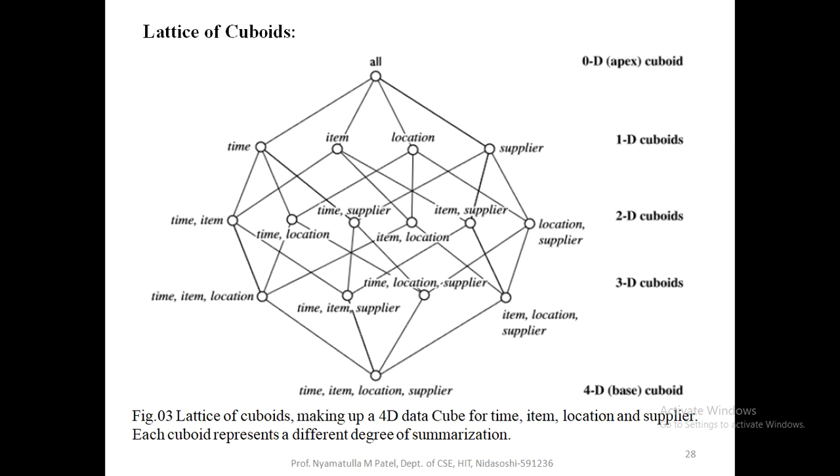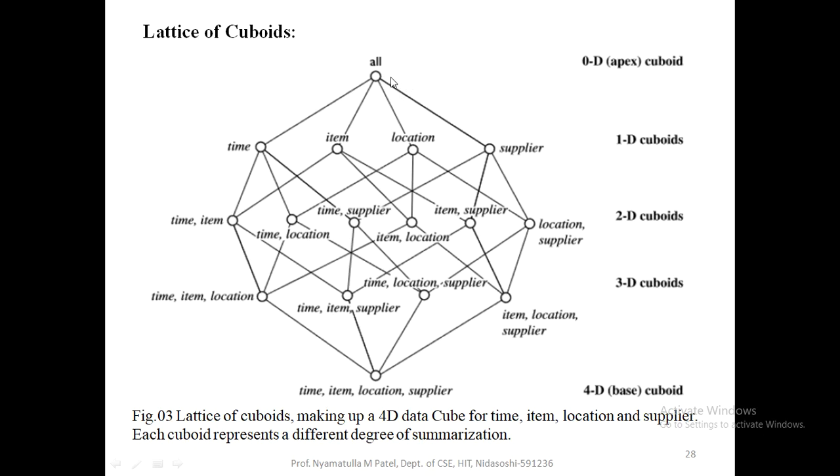Okay. So, the cuboid that holds the lowest level of summarization is called the base cuboid. That is this one, the 4D. For example, the 4D data cube shown in the figure here, the cuboid that contains item, time, location, and summarization for all the suppliers, that is 4D, that is the base cuboid.